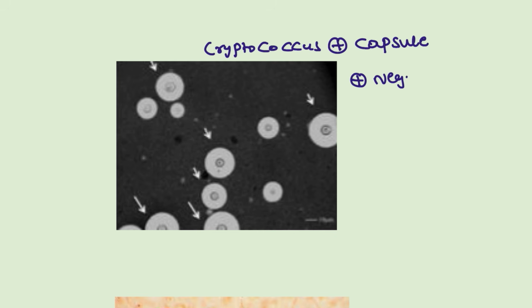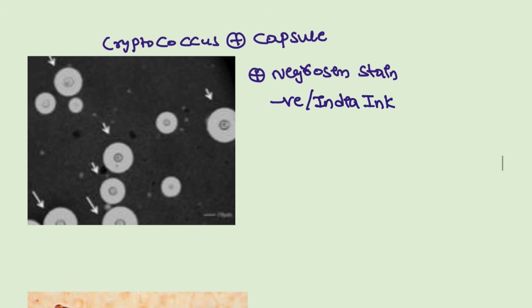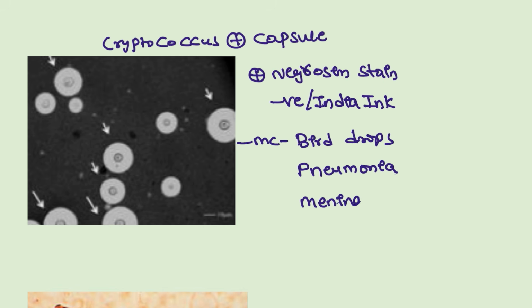And this is Cryptococcus. Cryptococcus contains a specialized capsule which will be positive only for the negative stain, the India ink stain. Basically, this most commonly comes from bird droppings, and the first presentation will be pneumonia, and if they are immunocompromised, it can spread to meningitis.